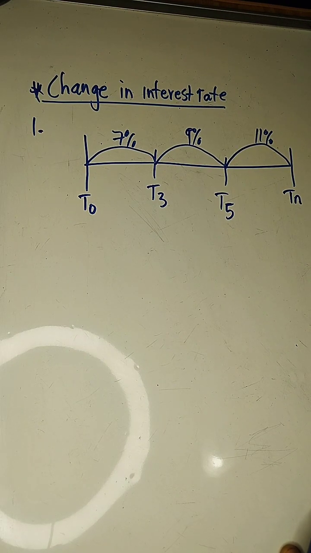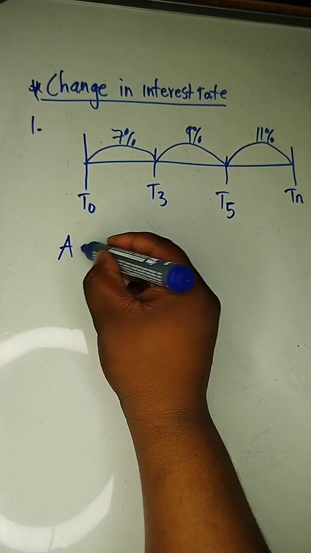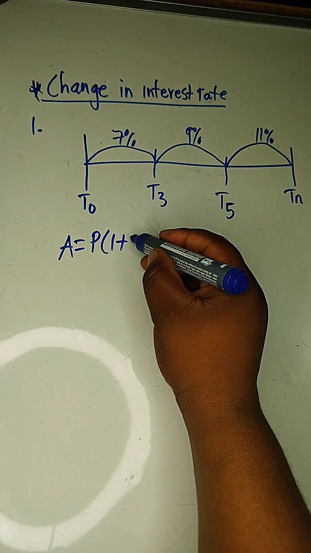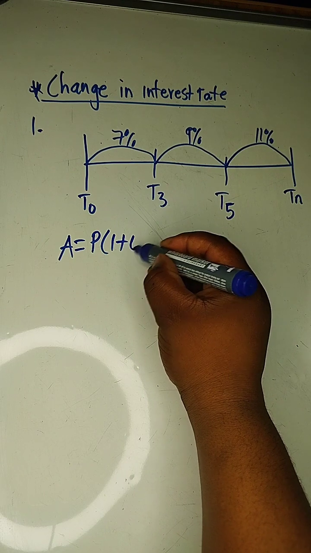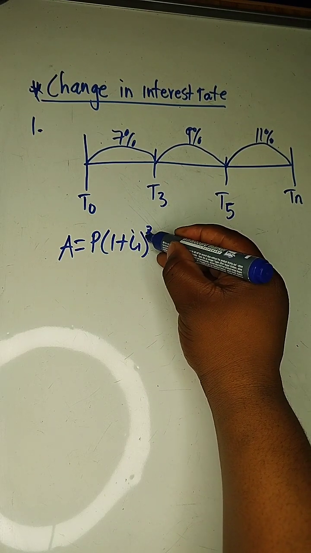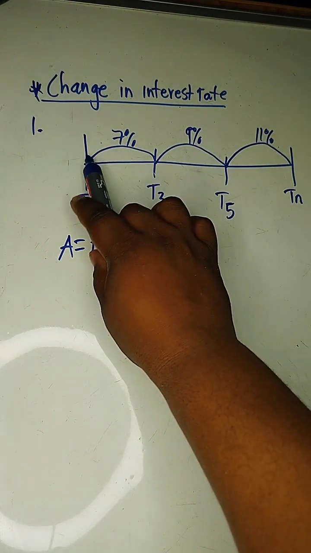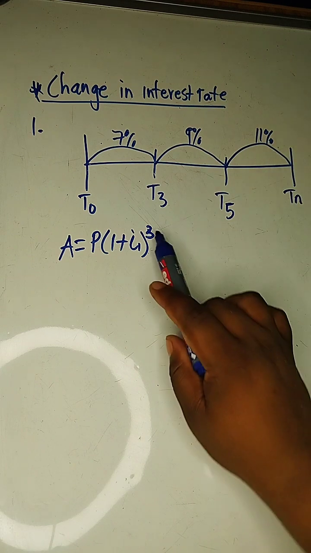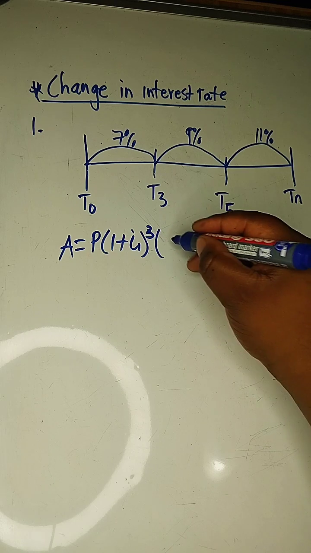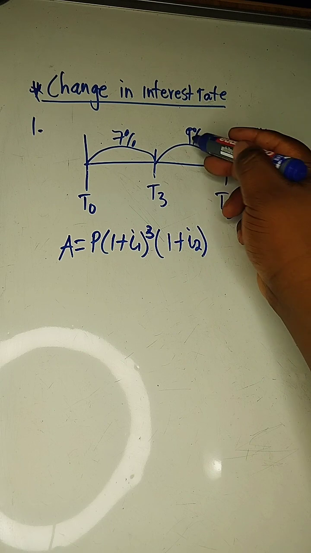How do we deal with this one? This one requires combination. It will say A is equal to P into 1 plus the first I, I can say I1, all raised to 3. Check that one, because it's from here to here. It's not from here to the n. It's 3 because it's from here to here. Then it will be multiplied by 1 plus I2, which is this one.